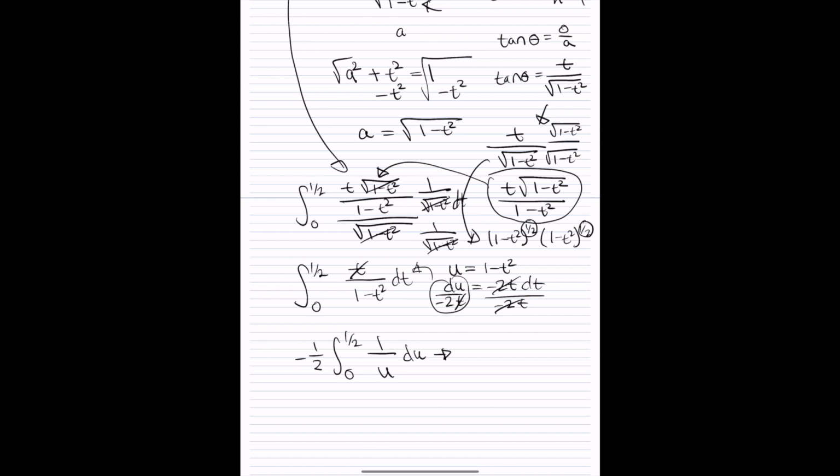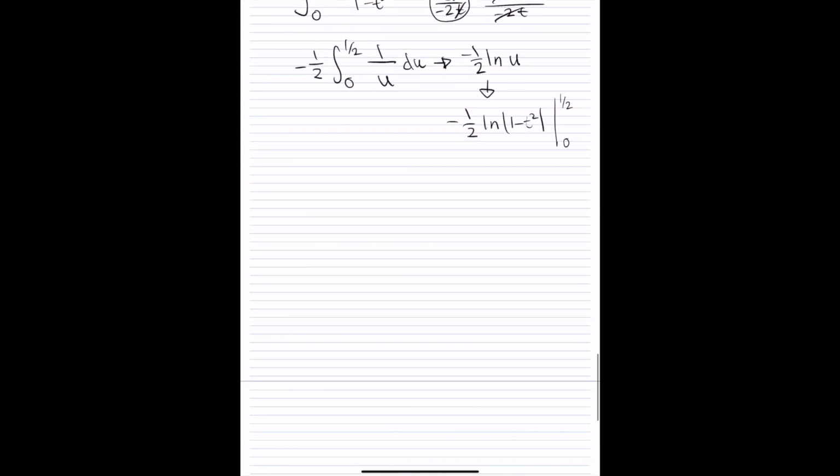So we're going to go ahead and do that. So we got negative 1/2 ln u. Now we're going to input the u value again. So we have negative 1/2 ln of 1 minus t squared. And let's go ahead and put the limits now, 1/2 and 0. Now all we need to do is do the limits.